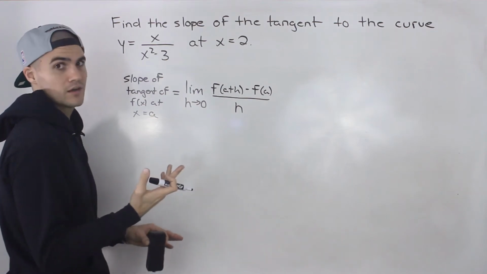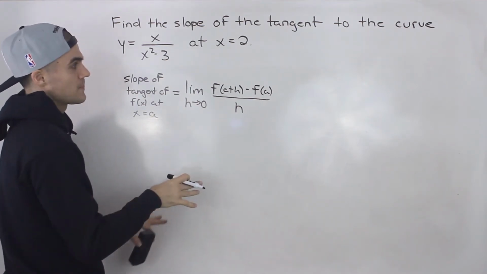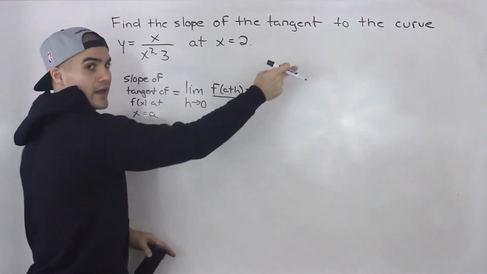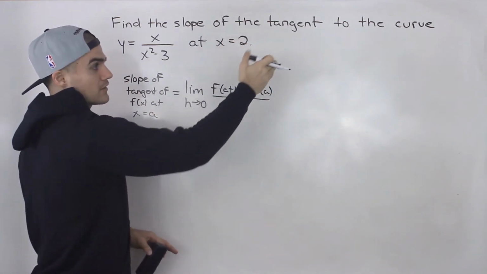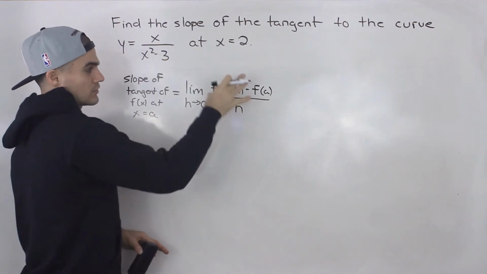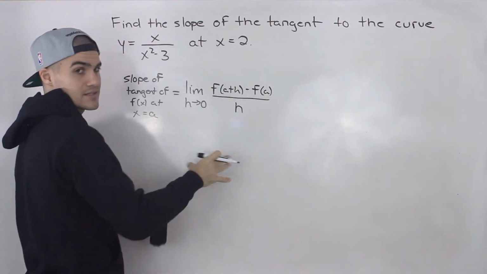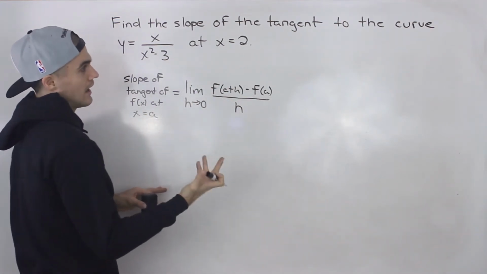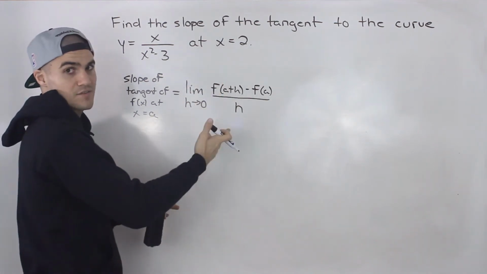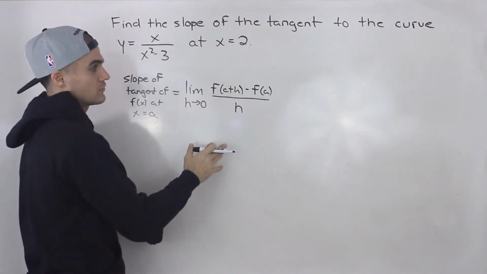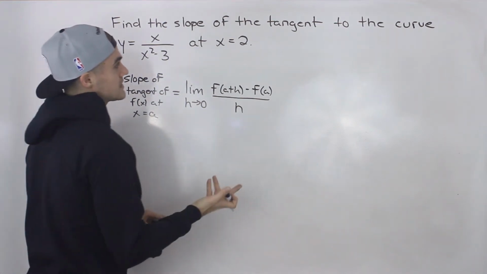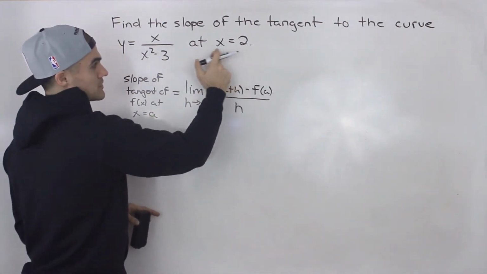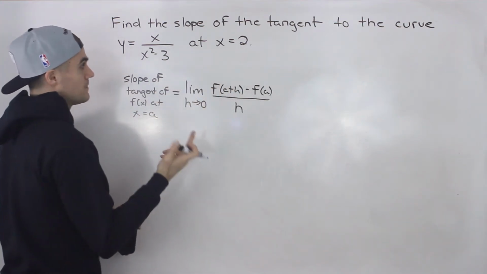The benefit of finding the general expression first is that if they give you multiple x values, or they're asking for the slope of the tangent at multiple x values, you don't have to do this calculation multiple times. You just have to do it once, get that general expression, and then plug in those specific x values to get the slope of the tangent right away. However, in this case, they're only asking for the slope of the tangent at one x value.